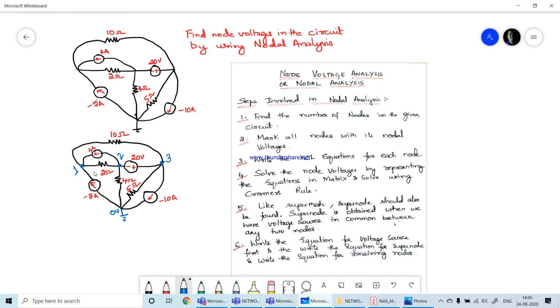Okay. So this was the first step which we have done, marking all nodes, and we'll name this V1, this V2, and this V3. Now our job is to find out what is V1, what is V2, and what is V3. But if you see this network properly, there is one more thing which you need to see here. Can someone tell me what do we have here which is something special in this network which we did not see in the previous network?